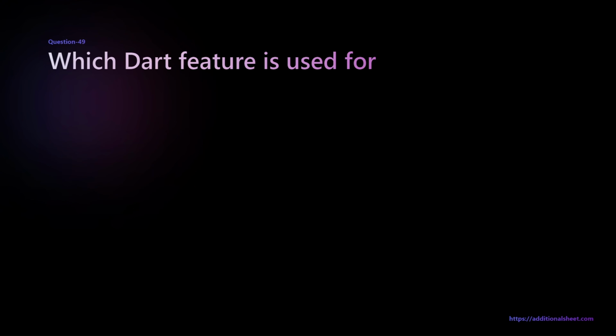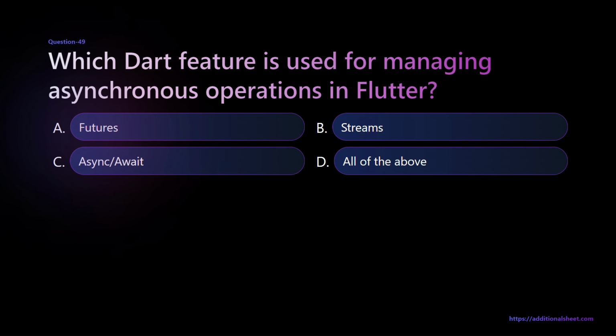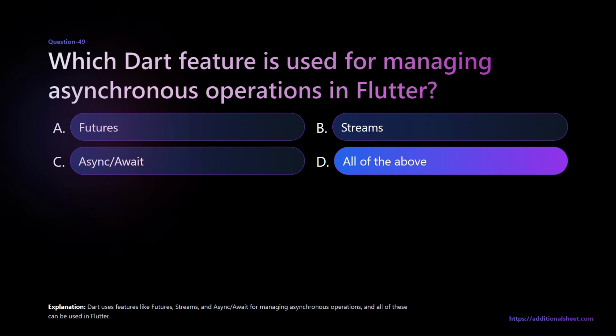Which Dart feature is used for managing asynchronous operations in Flutter? Option A, futures. Option B, streams. Option C, async await. Option D, all of the above. The correct answer is option D, all of the above.